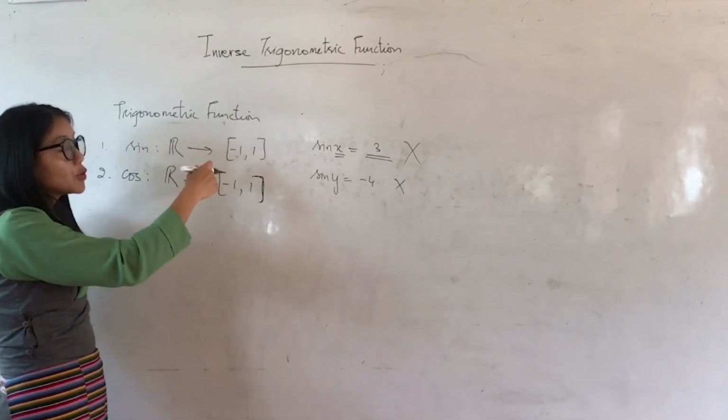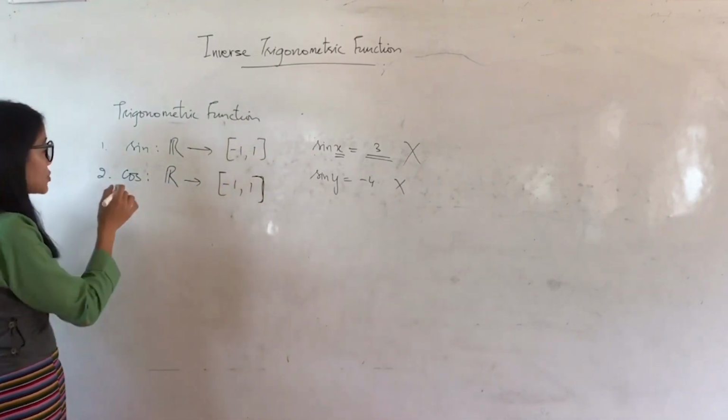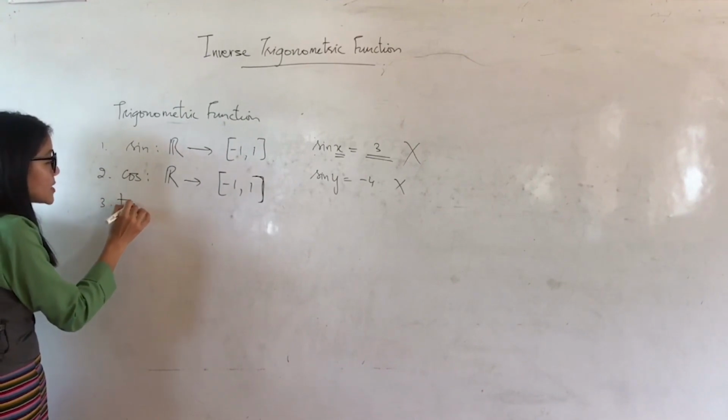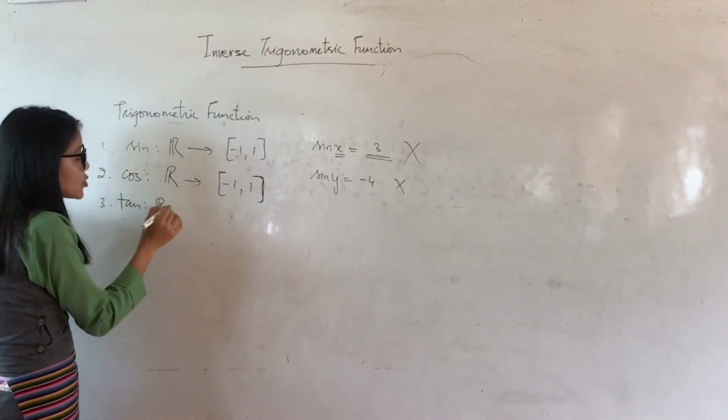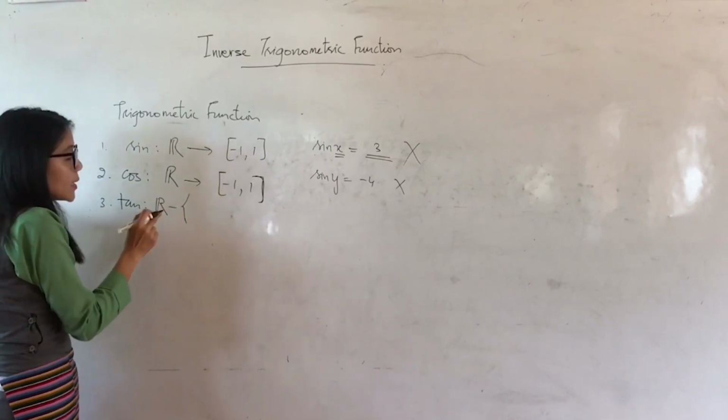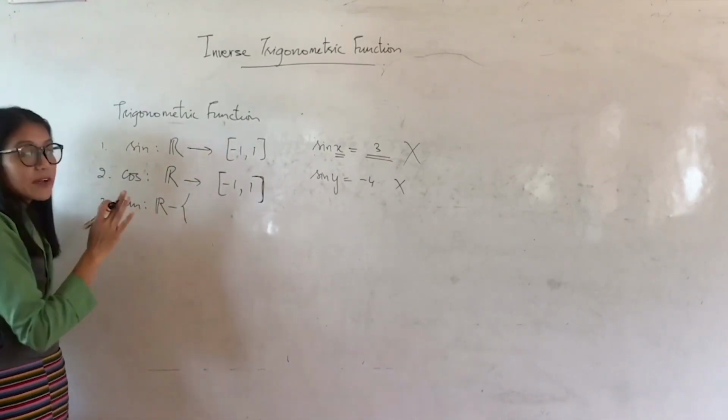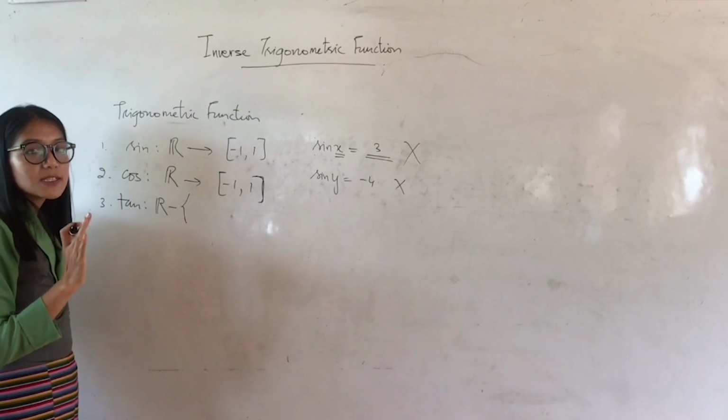Now you know the graph of these 6 trigonometric ratios. For the function tan, the domain of tan is the set of all real numbers excluding some values. Tan is not defined for the set of all real numbers. Tan is not defined.